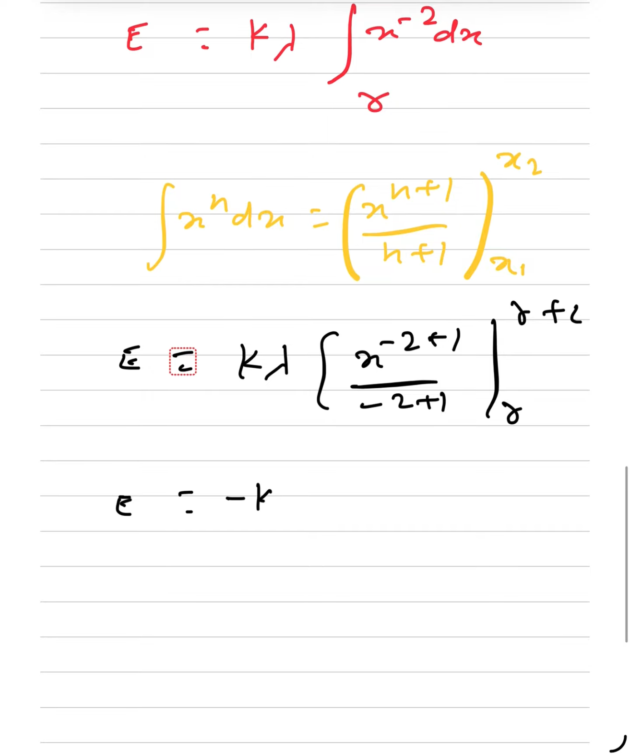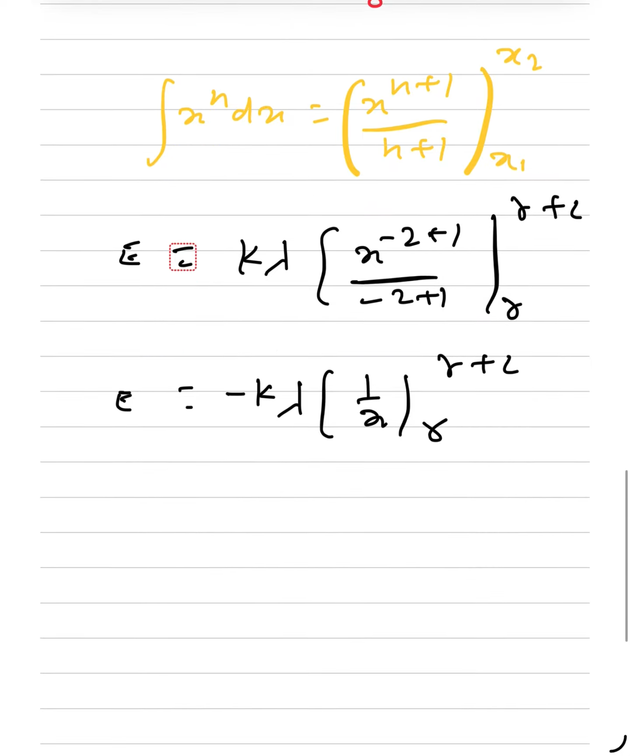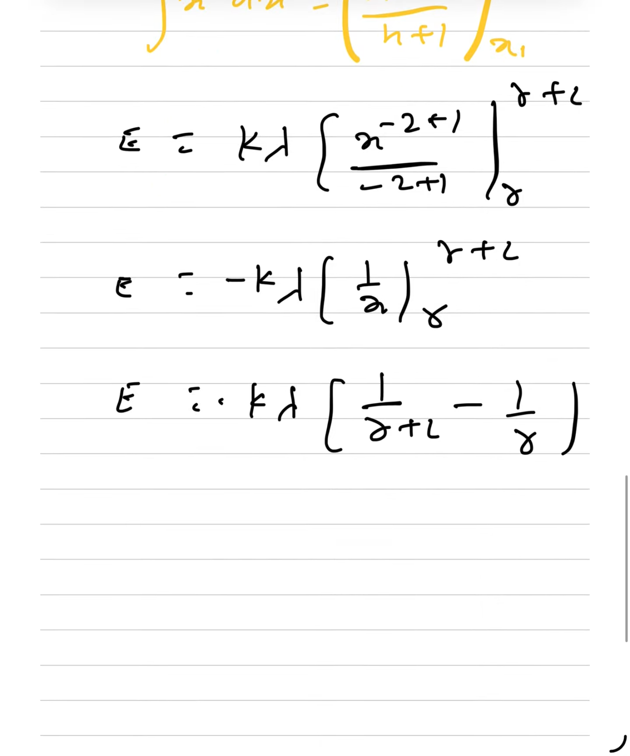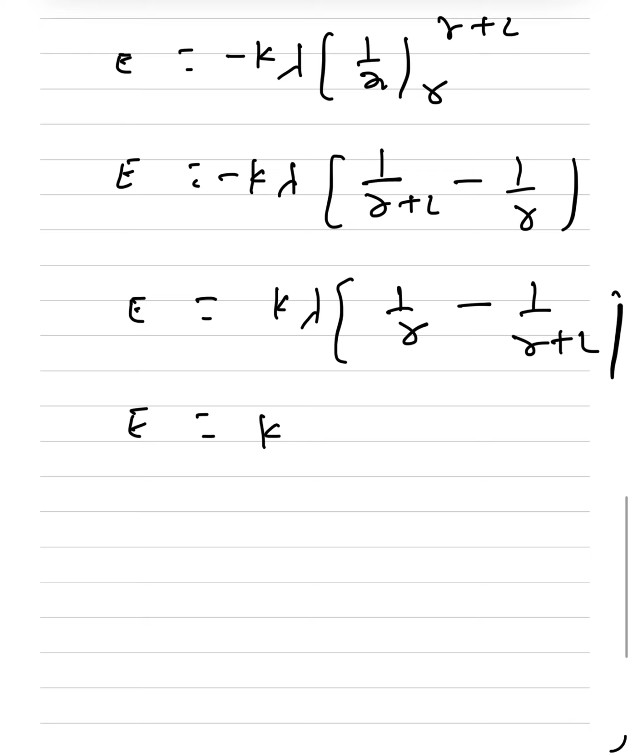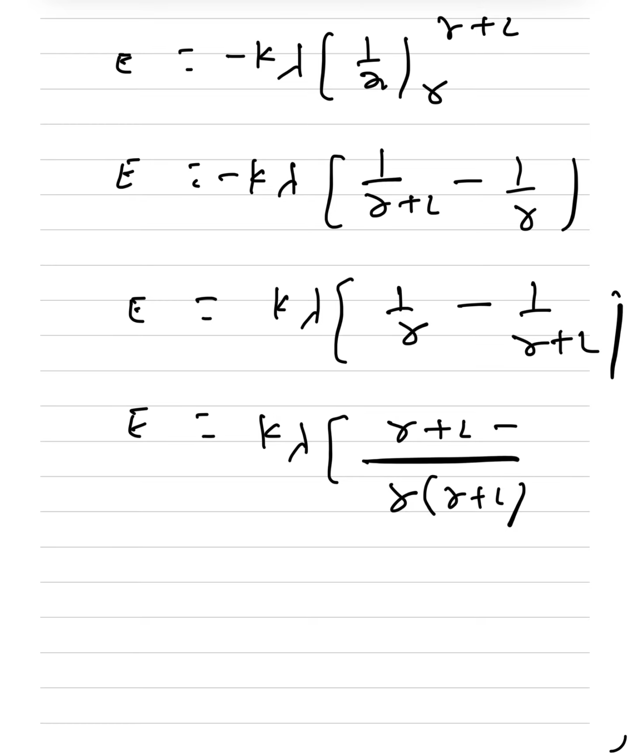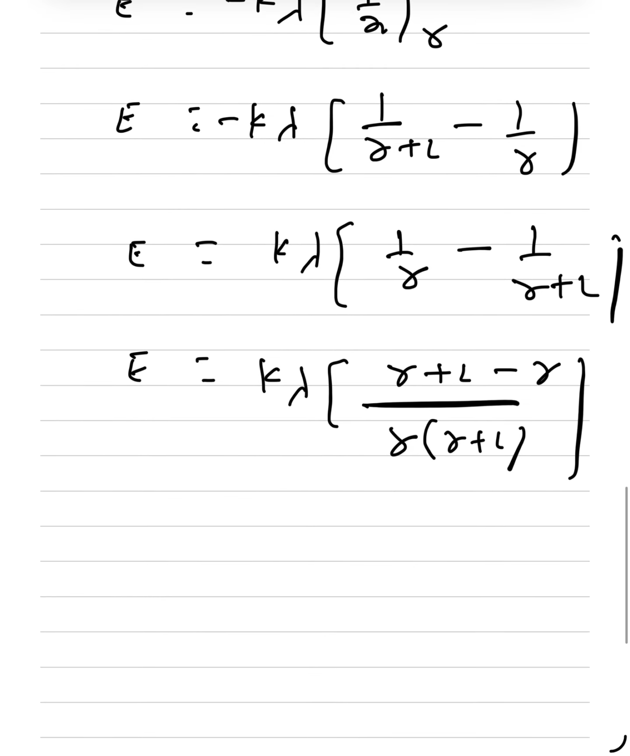And E equals minus k lambda times 1 by x, limit r to r plus L, and using the limit, E equals k lambda, with a negative sign, 1 by r plus L minus 1 by r, right. E equals k lambda, negative sign multiplied inside the bracket, 1 by r minus 1 by r plus L, and r plus L minus r, right.